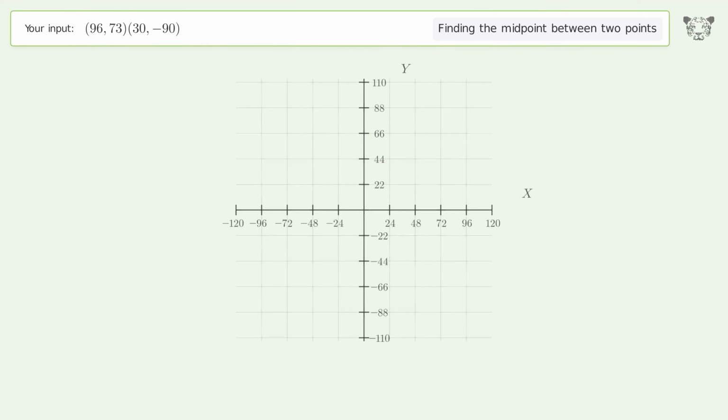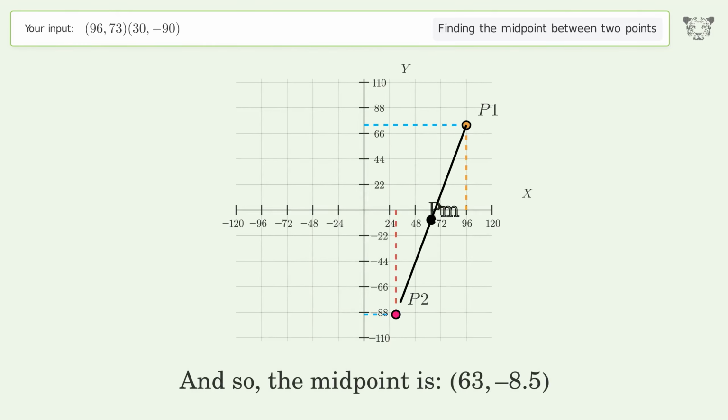And so, the midpoint is 63, negative 8.5.